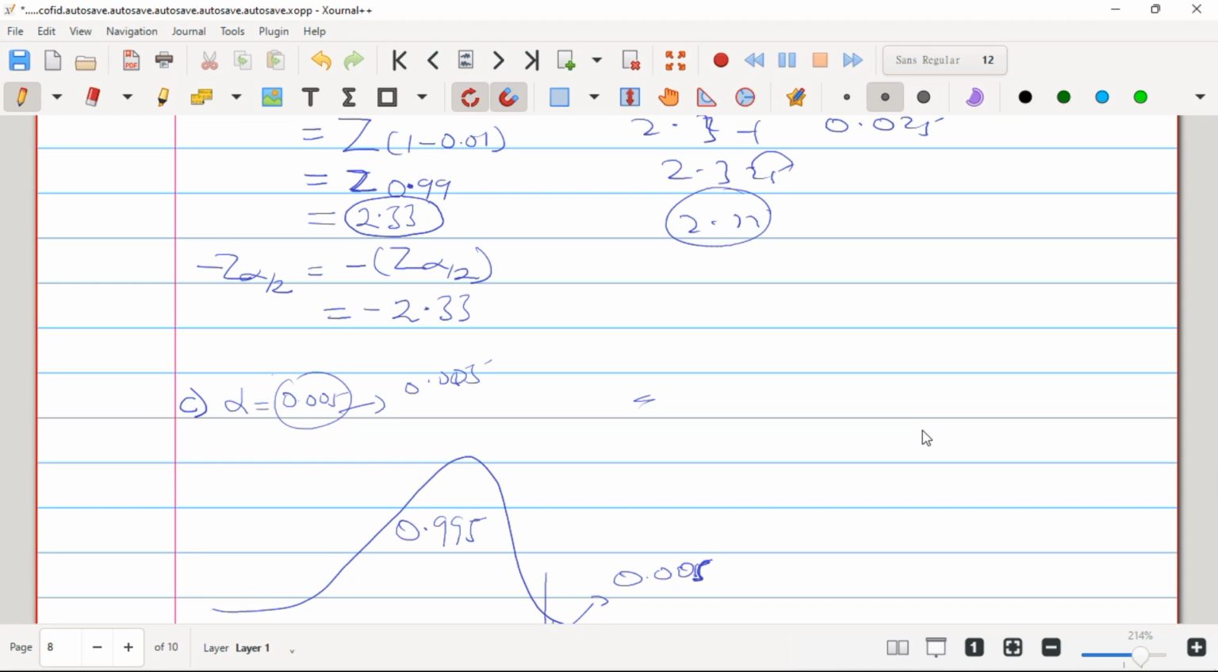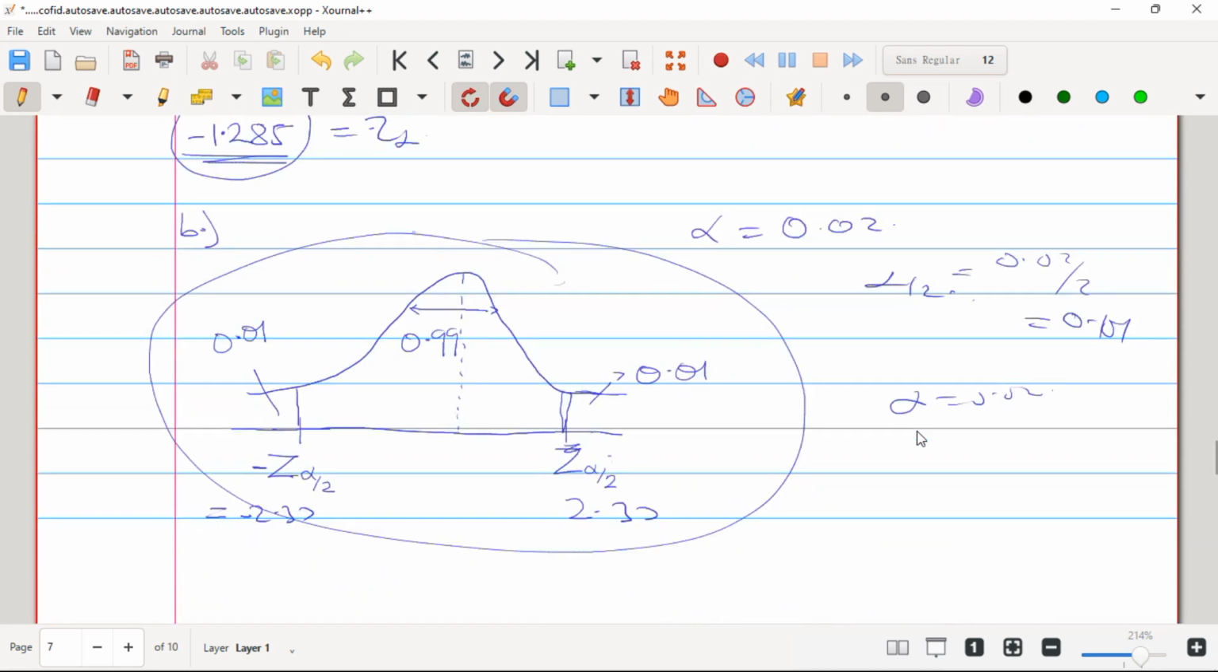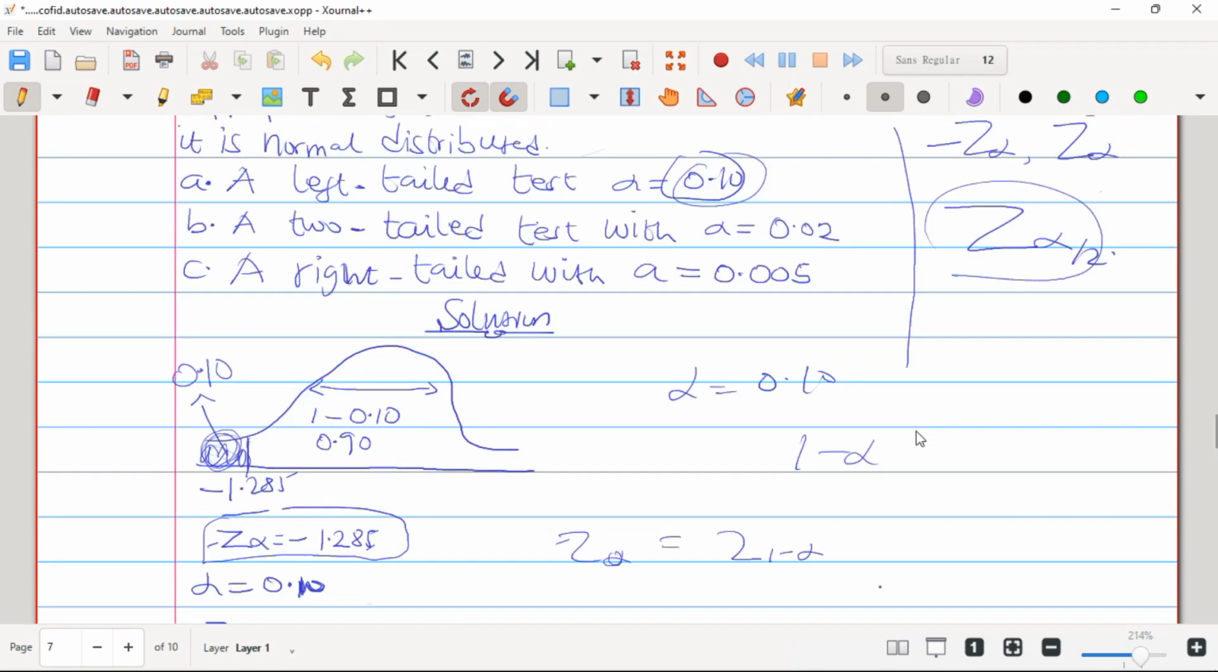So what about our last question? Our last question talks about a right-tailed test with an alpha given as 0.005. This one I'll give to you as an assignment. So kindly solve and share your answer in the comment section.